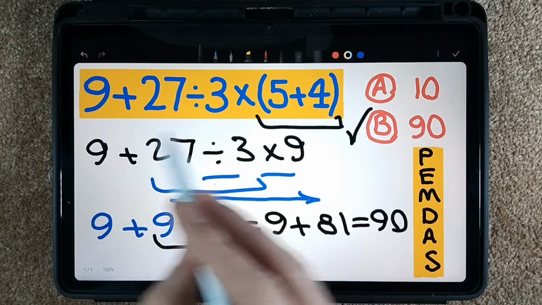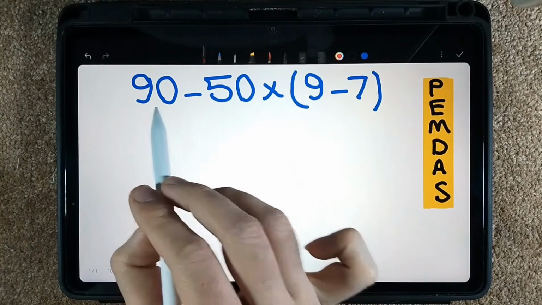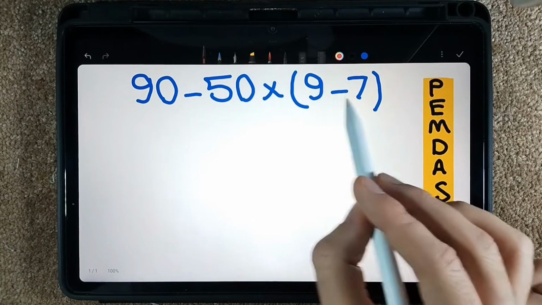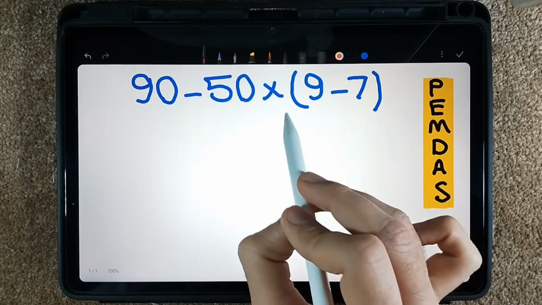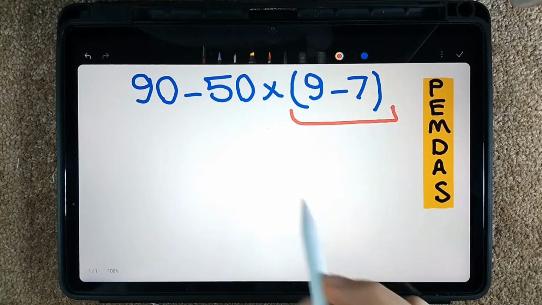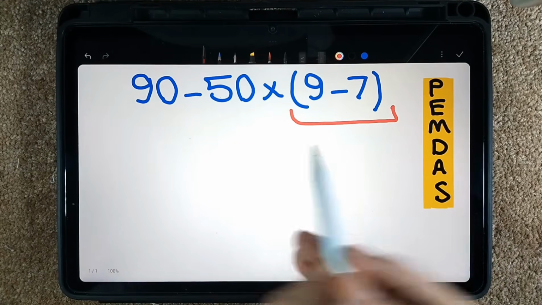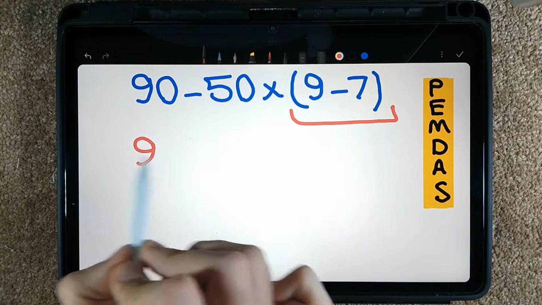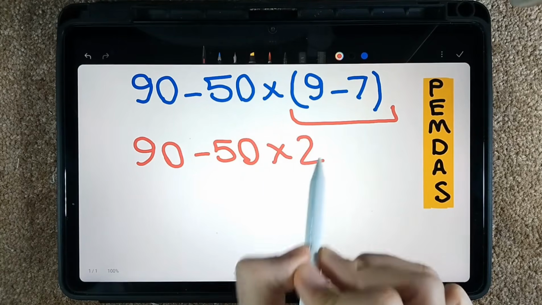Okay, let's see another example together. What is the value of the expression 90 minus 50 multiplied by open parentheses 9 minus 7 close parentheses? According to the PEMDAS rule, first we simplify the expression inside the parentheses because parentheses have the highest priority than the other operations. So, instead of this expression, we can write 90 minus 50 multiplied by 2.